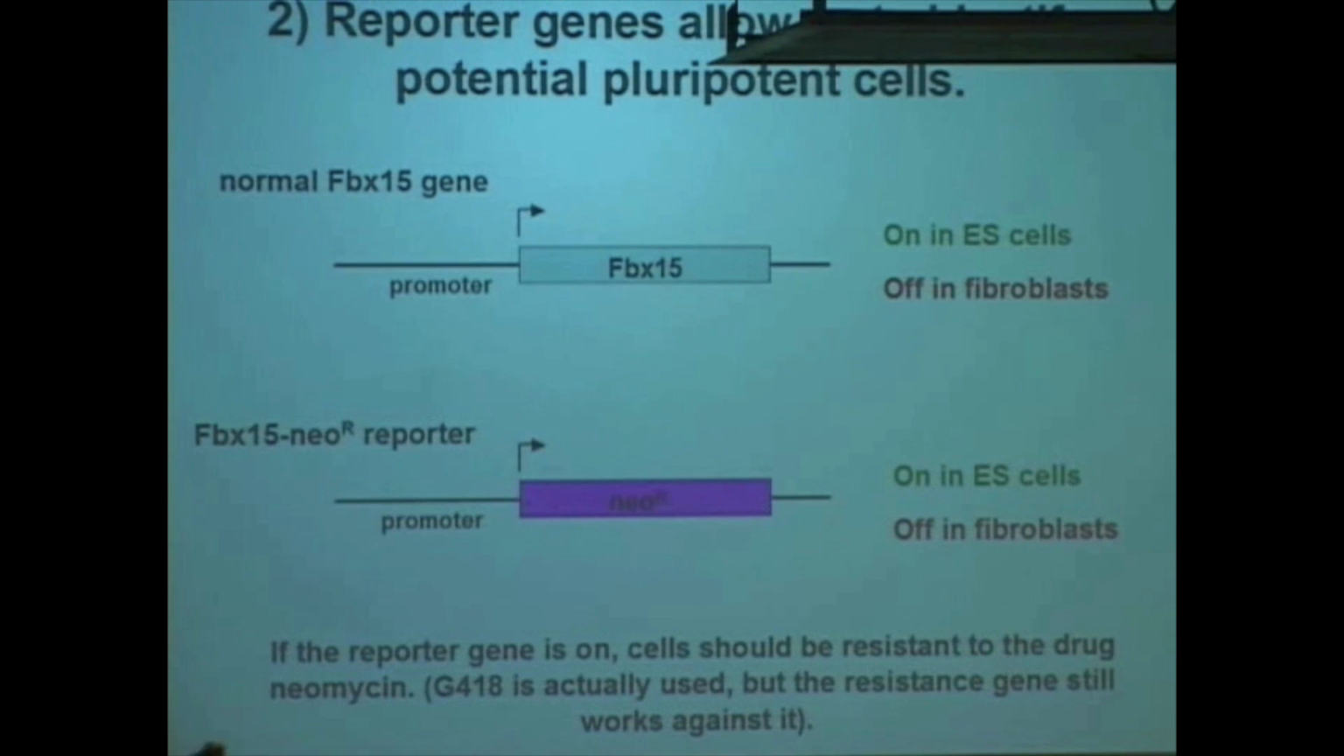Now if we get that rare cell that's behaving like an embryonic stem cell, then what would we expect? Would the cell be resistant or sensitive? Should be resistant. So that's what we're looking for.